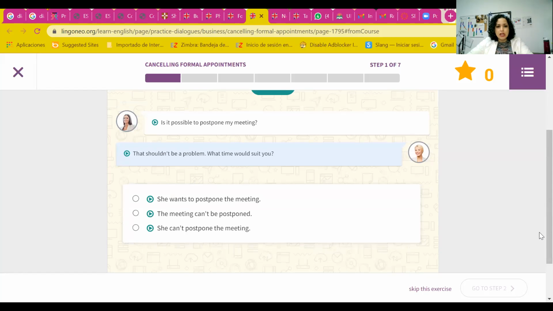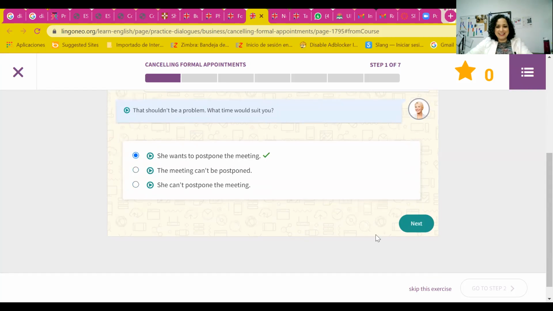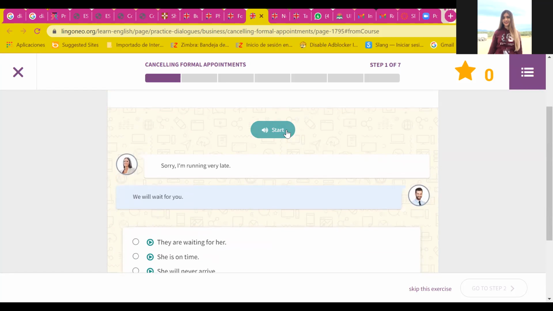Let's see the options. She wants to postpone the meeting. The meeting can't be postponed. She can't postpone the meeting. Which of the three options is the correct one? The first one, and yes. She wants to postpone the meeting. Oh, Sarai, you're doing good. You're working good. Yay. Good.